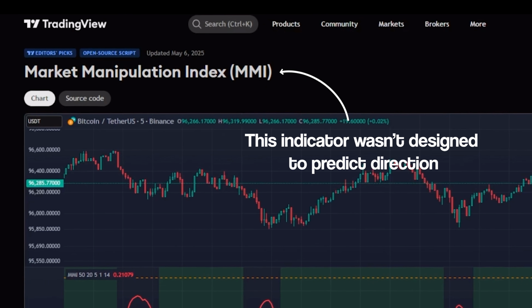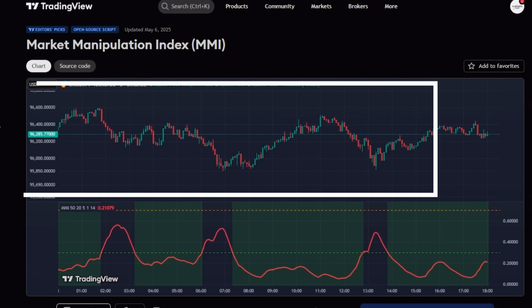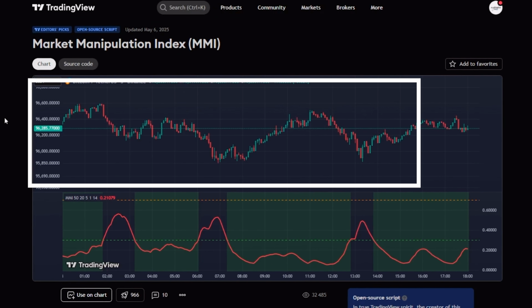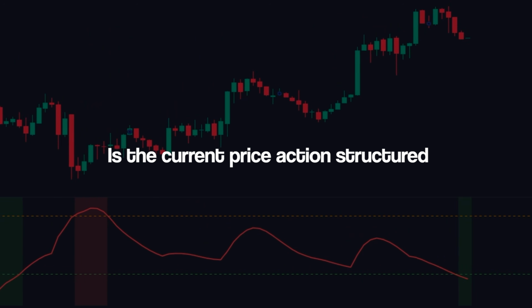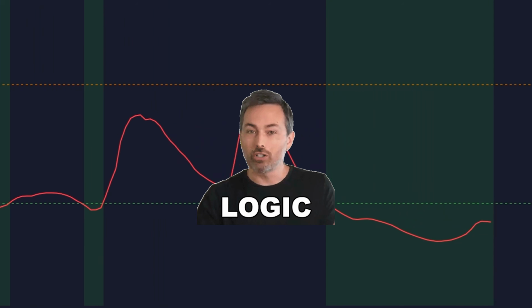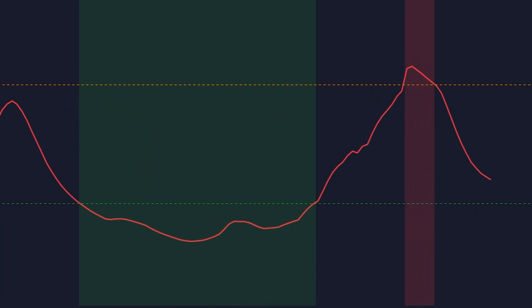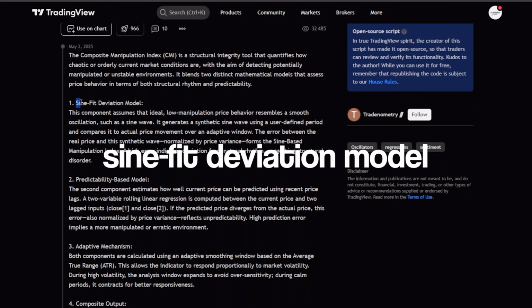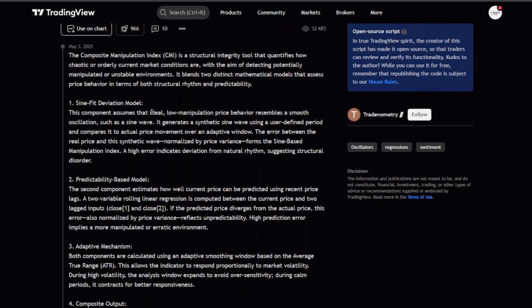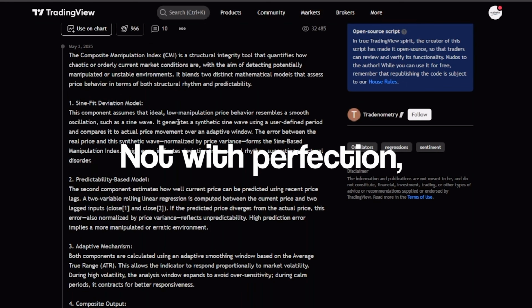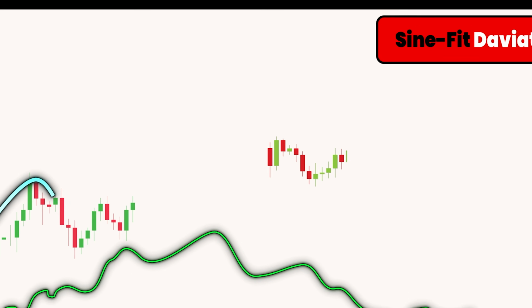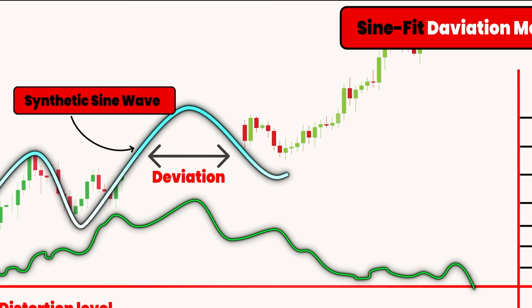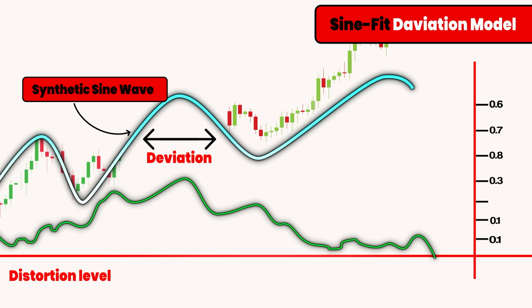This indicator wasn't designed to predict direction, it was designed to measure market quality. At its core, it tries to answer one simple question: is the current price action structured or chaotic? And the logic behind it is surprisingly elegant. First, it uses a sine-fit deviation model, which assumes that healthy markets tend to move with some rhythm, not with perfection, but with structure. The indicator creates a synthetic oscillation and compares it to the real price. The more the price deviates from that rhythm, the more chaotic the market becomes.